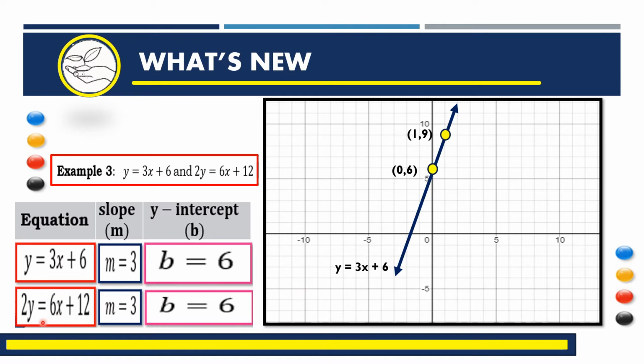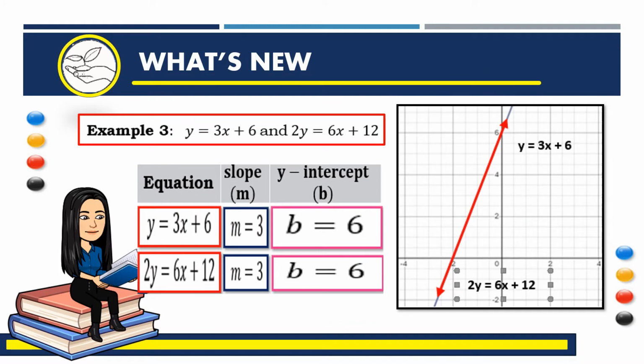So how about 2y is equal to 6x plus 12? So again, we have the y-intercept 6, so the coordinate is also 0, 6. And since the slope is also 3 and it's positive, so the coordinate is also 1, 9. And this is the graph of 2y is equal to 6x plus 12. So what can you say about their graphs? I hope you were able to catch up and understand the 3 examples. Now, what have you observed in each of the graph?